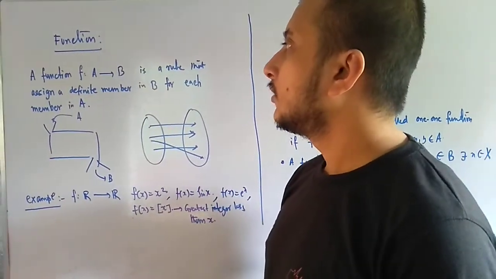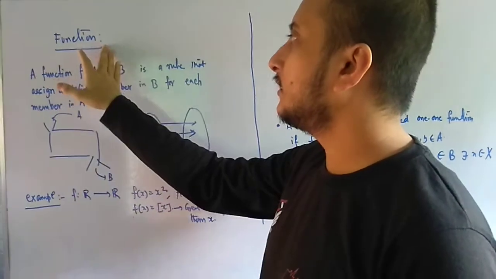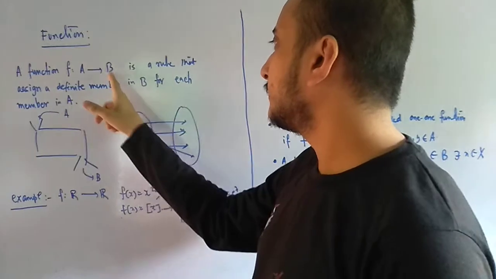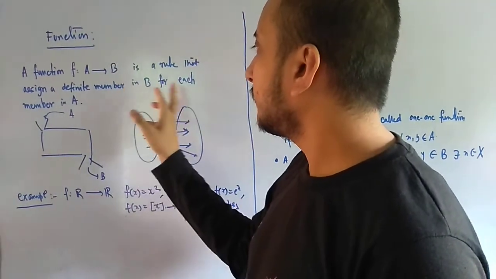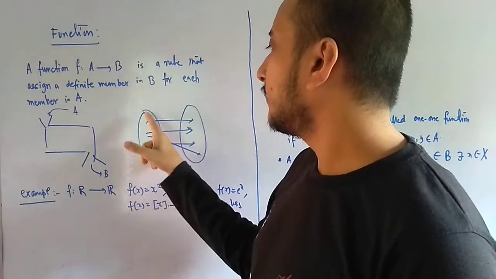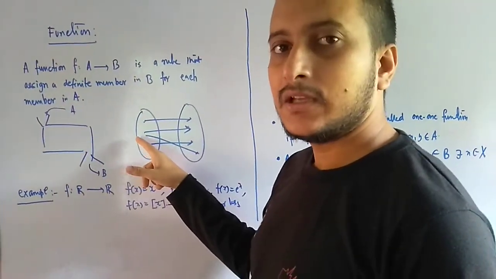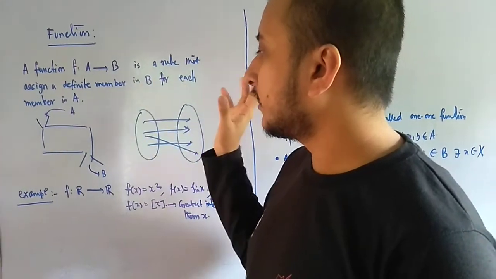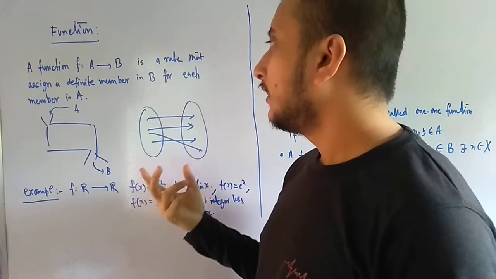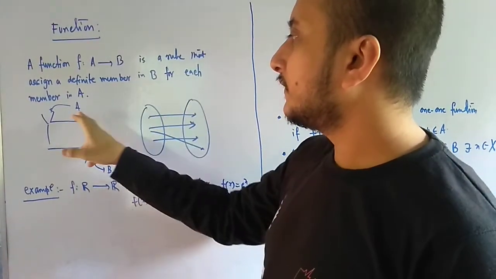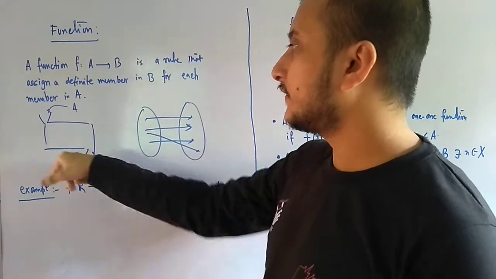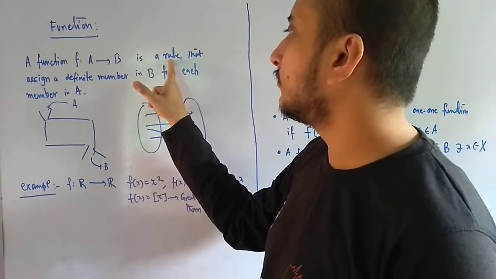So what is a function? What does a function mean? A function means a rule that assigns a member from the set B for every member from the set A. You can think of a function as a machine, where the input of the machine is from set A and the output of the machine is in set B. But there is some rule. That's why I have used the term rule here.